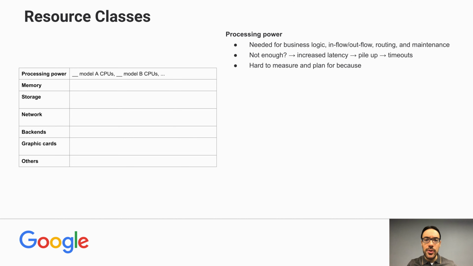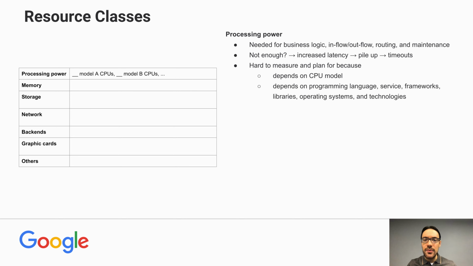Processing power is hard to measure and plan for. Different CPU models offer a different processing power per unit of time, and their throughput actually depends on the concrete application that is running. Different programming languages, services, frameworks, libraries, operating systems, and technologies have a different CPU overhead.